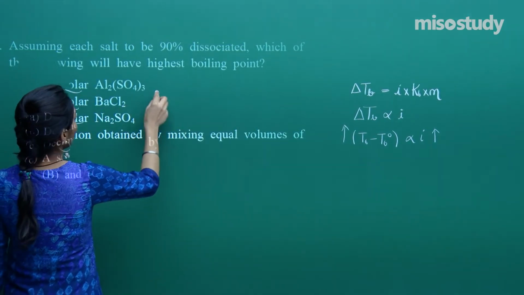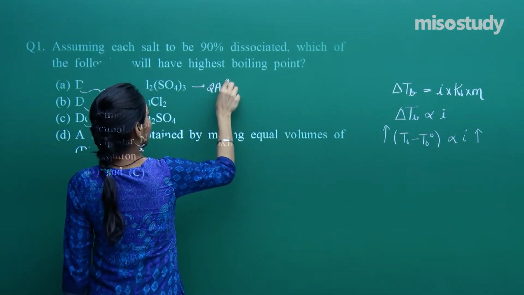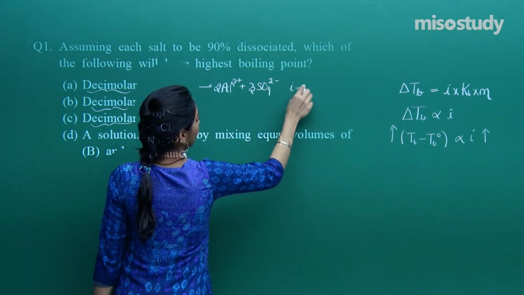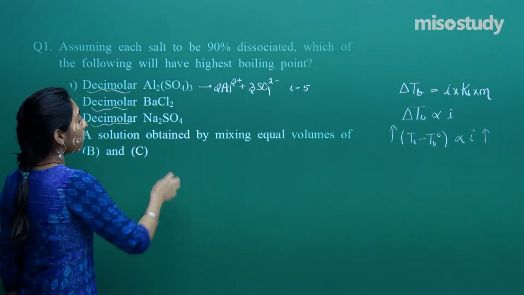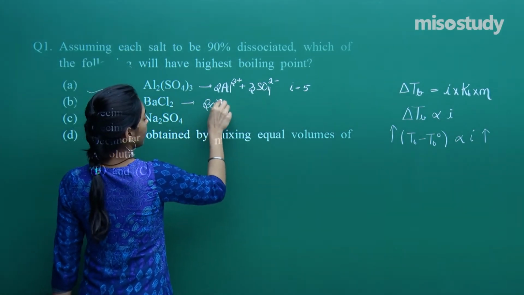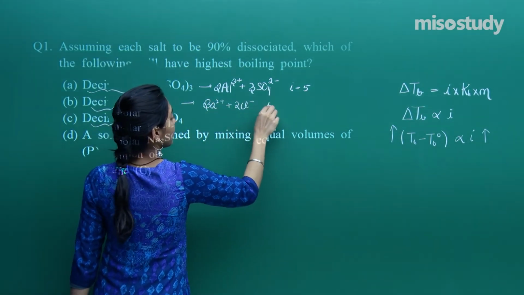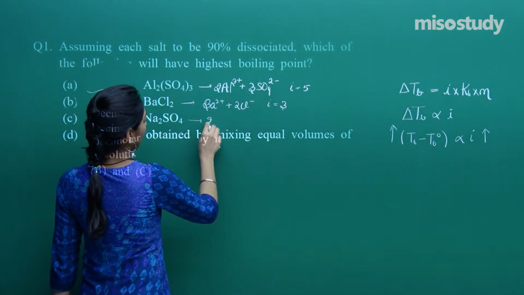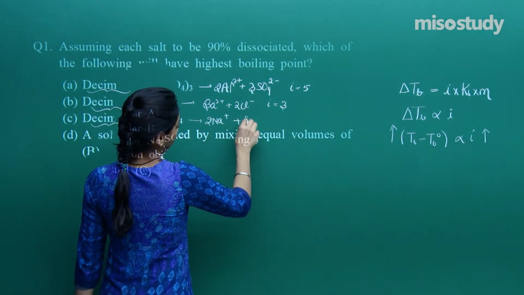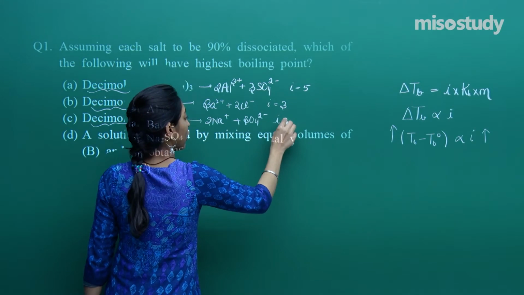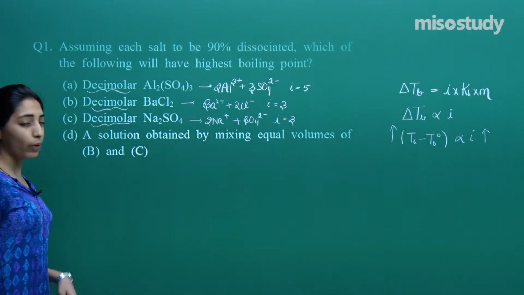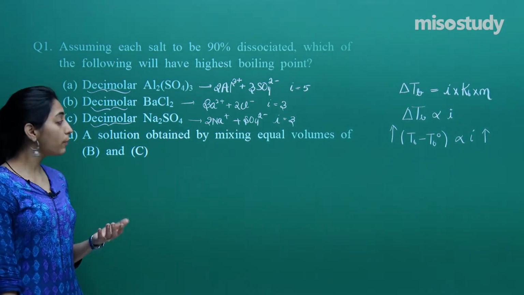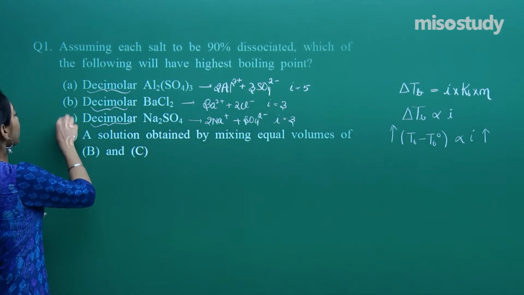So see, Al2(SO4)3 will be giving us 2Al3+ plus 3SO4 2-. So i is having a value of 5 by 1, which is 5. BaCl2 will give us Ba2+ and 2Cl-, making the i value 3. And Na2SO4 will again have 2Na+ and SO4 2-, so once again the value of i is 3. So we can simply say that wherever the value of i will be maximum, in that particular case the boiling point will be maximum.